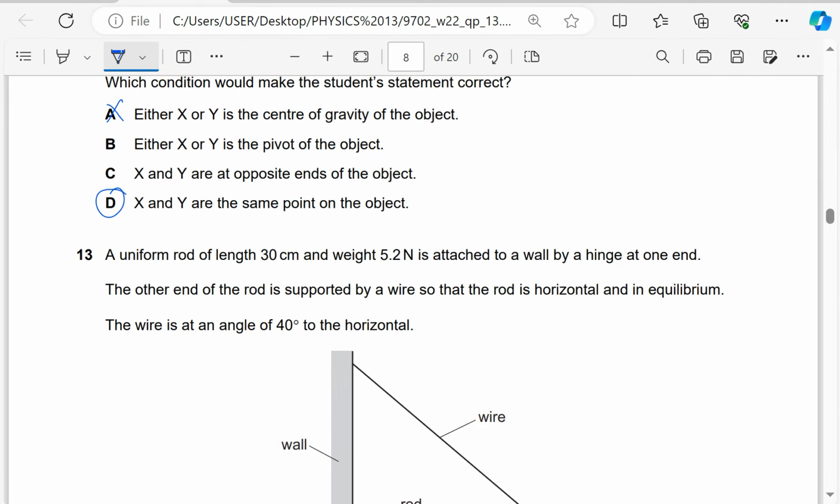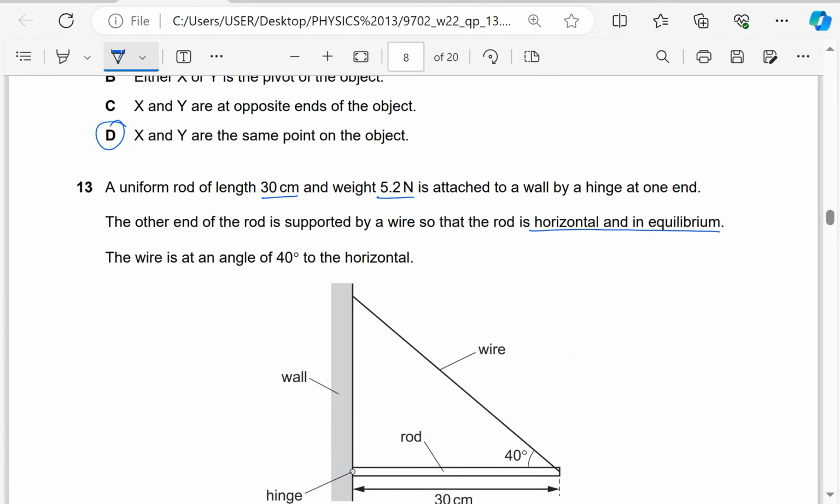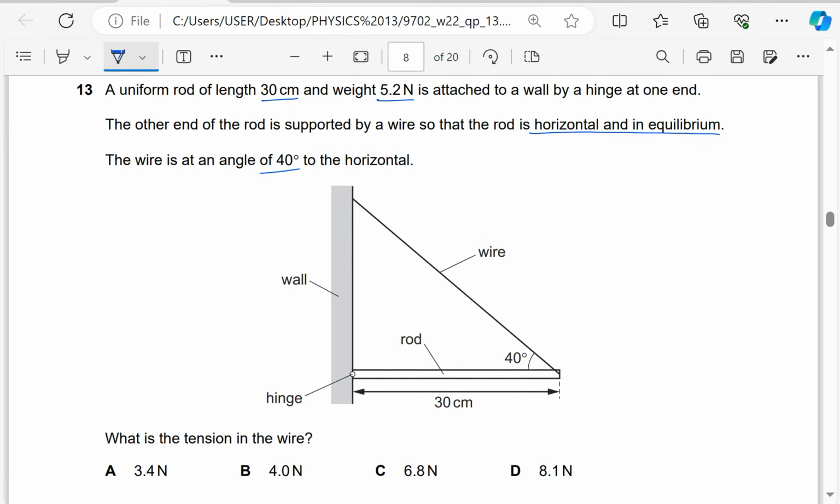So 13, a uniform rod of length 30 centimeters and weight 5.2 newtons is attached to a wall by a hinge at one end. The other end of the rod is supported by a wire so that the rod is horizontal and in equilibrium. The wire is at an angle 40 degrees to the horizontal. So it means there is tension in the wire here. We call the tension T. But since we don't know the perpendicular distance, I'll resolve T vertically. Resolving T vertically gives me T sine of 40 in the vertical.